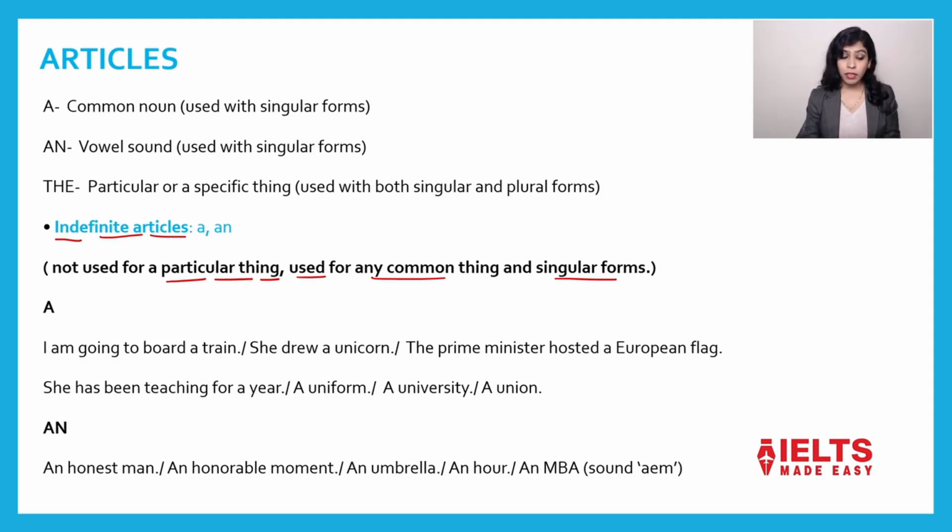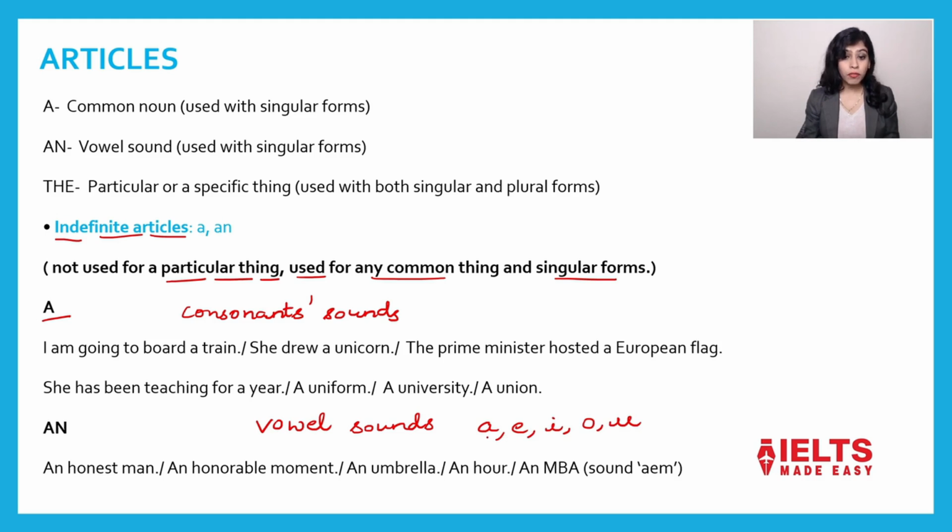But now there is a difference. We use a with any common thing, and basically we use a with consonant sounds, whereas with vowel sounds we use an. Now vowels we have a, e, i, o, u. Now we need to take care of the sound instead of taking care of the alphabet. We are going to take care of the sound.